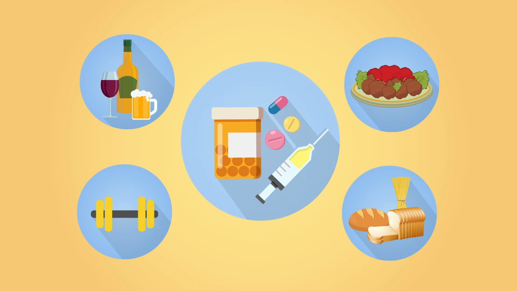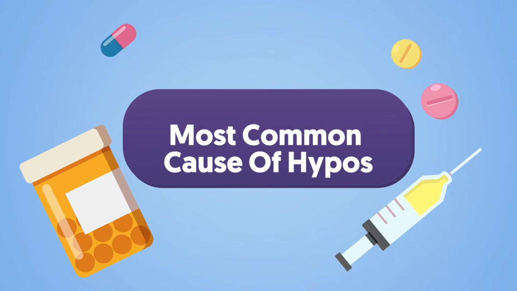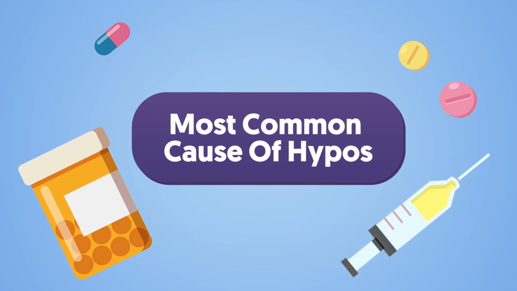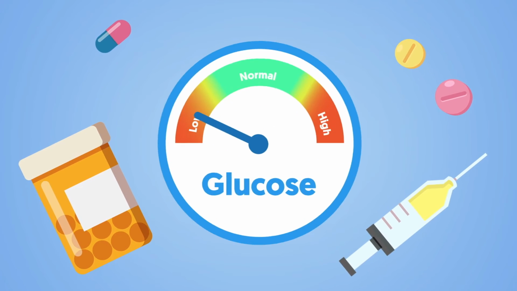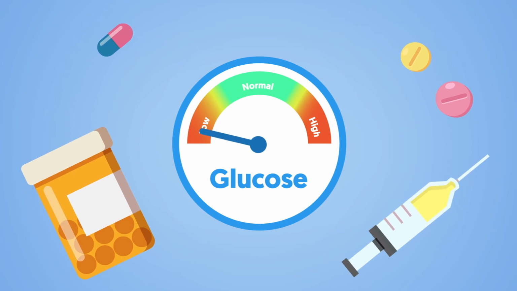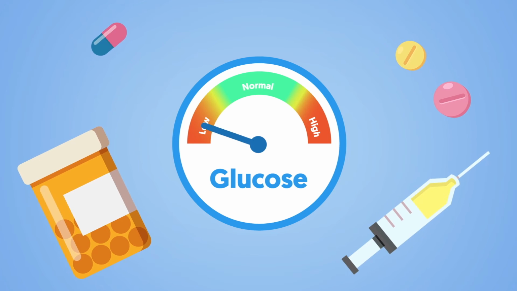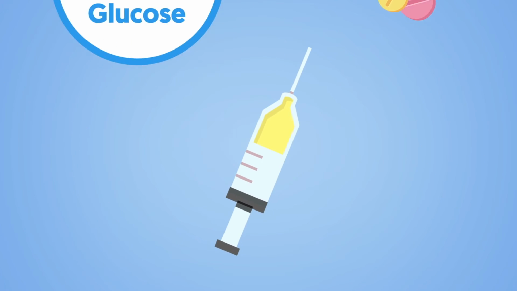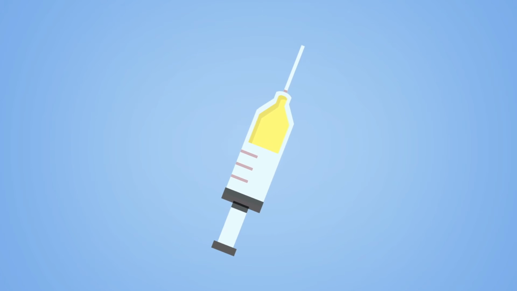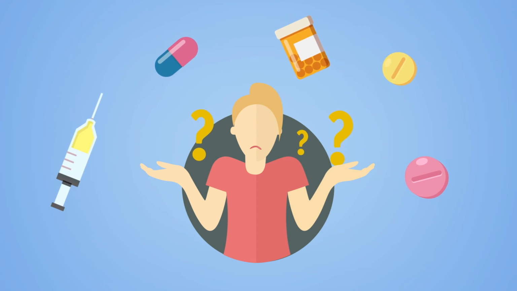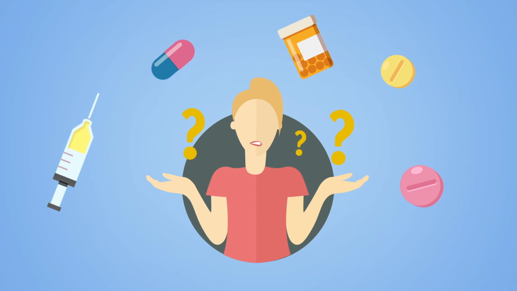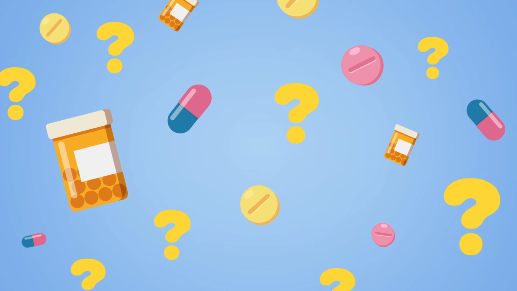Let's look at this in more detail. There are many different medications used to manage diabetes, including tablets and insulin. Some of these medications can cause blood glucose levels to drop too low, resulting in a hypo. Most people know that insulin can cause a hypo, but did you know that some tablets can too? Because a hypo can become a medical emergency, it is helpful to know which medications can cause a hypo and which residents might be at risk. Do you know which tablets can cause a hypo?